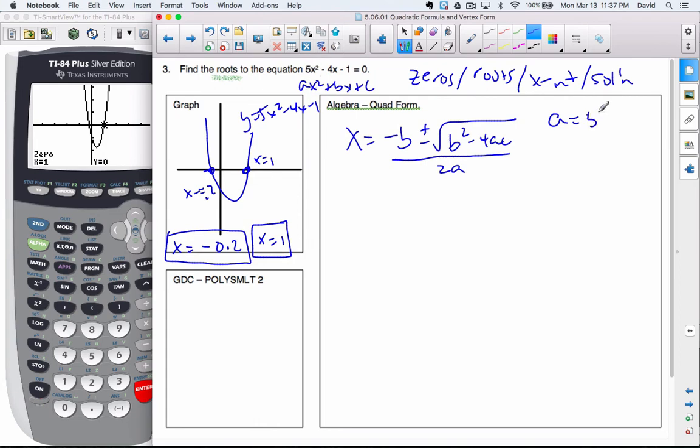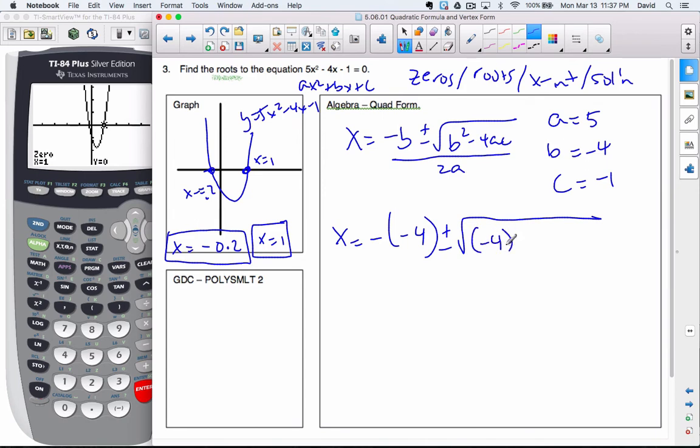A is 5. B is -4. The sign goes with the value. And C is -1. So now it's just a matter of plugging the values in. So x is equal to minus, and I'd like to put this in parentheses, -4. This here is a common mistake. People miss this negative sign. Plus or minus the square root of b squared, and I'm going to put this in parentheses. Again, people miss the negative sign and they don't put in parentheses. Put it in parentheses. Minus 4 times the 5 times the -1. All of this is over 2 times 5.